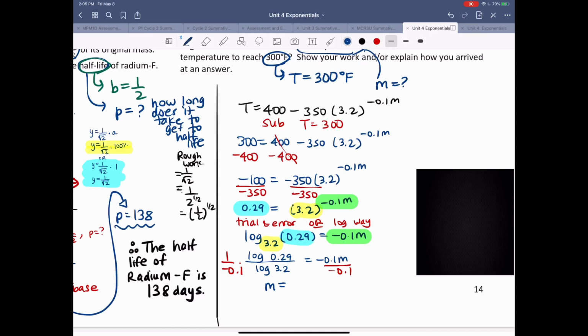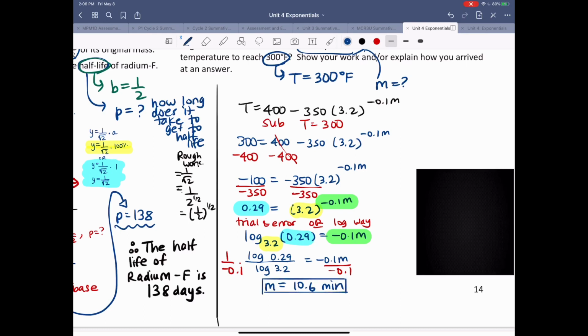I don't write down the decimal value of what that is per se, because I like leaving that all in the calculator, and then I'll times that whole thing by 1 over negative 0.1, or log 0.29 divided by bracket negative 0.1 times log 3.2, close bracket. And when you do that, you should be getting 10.6 approximately as your answer.